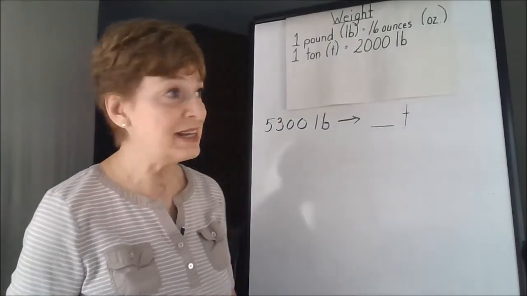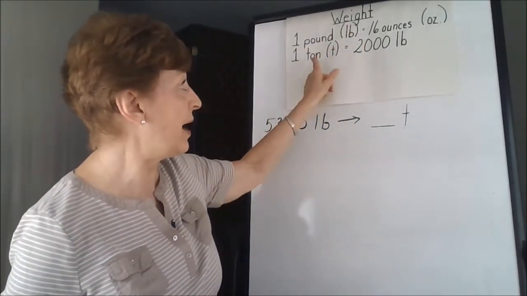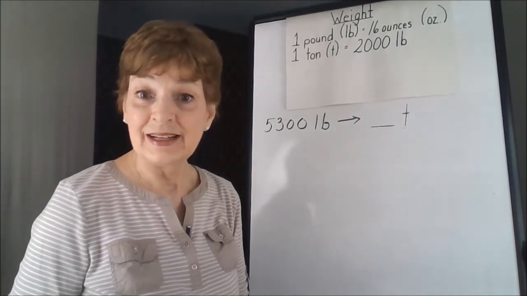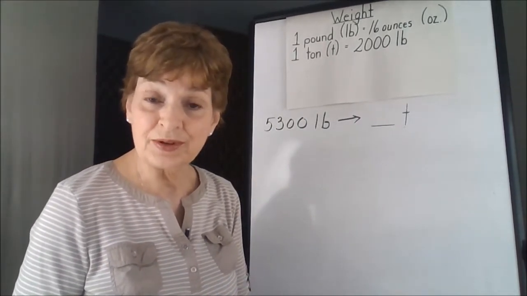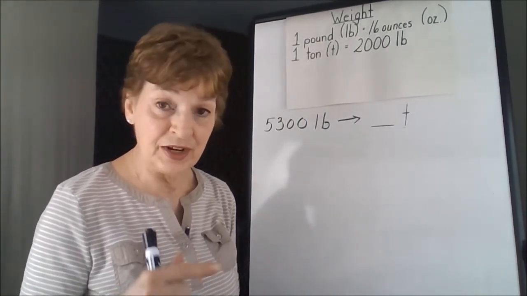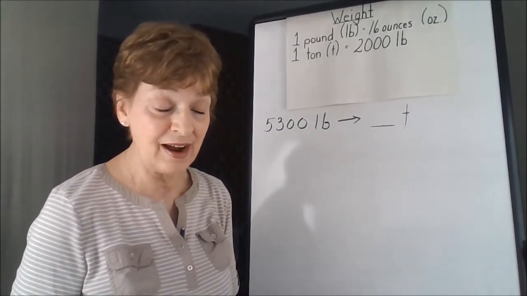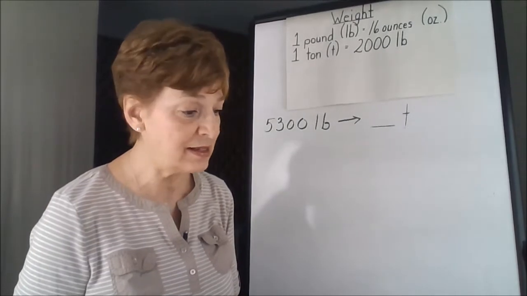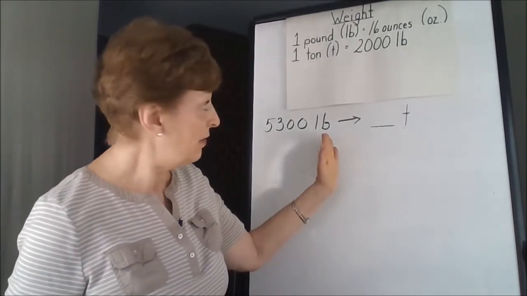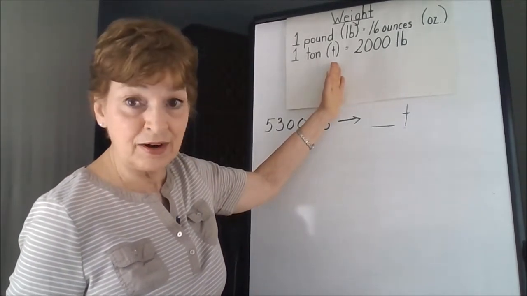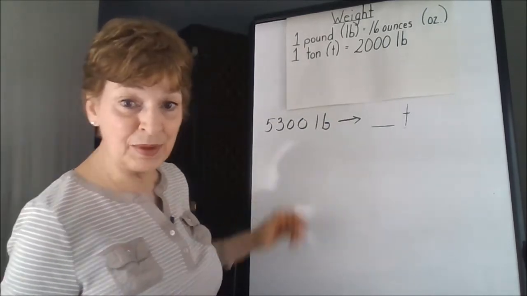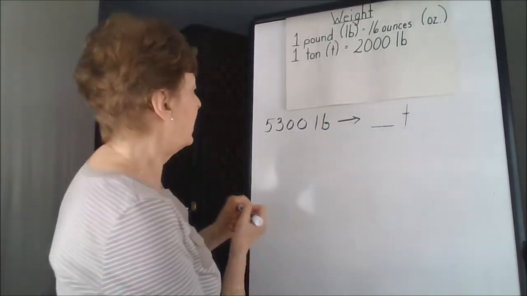Switching categories over to weight, where we're dealing with pounds and tons, is another category that you wrote down when you were taking your notes from all of the standard measurements that are in play in the United States. But even though we're changing our category, we're not changing the way we set up the problem. So this one looks like this.